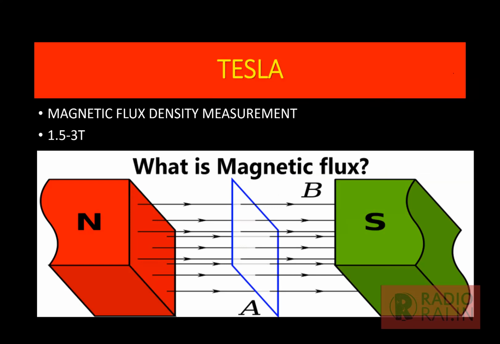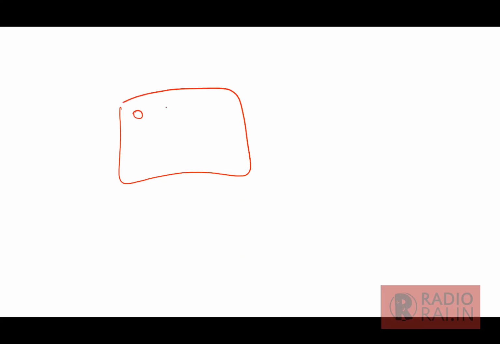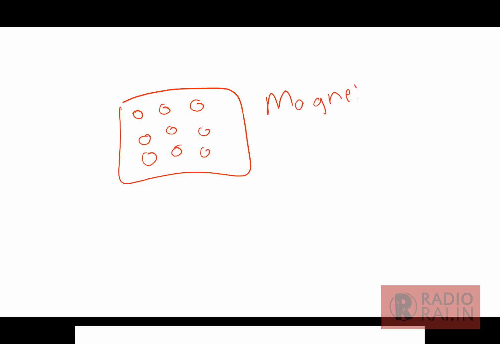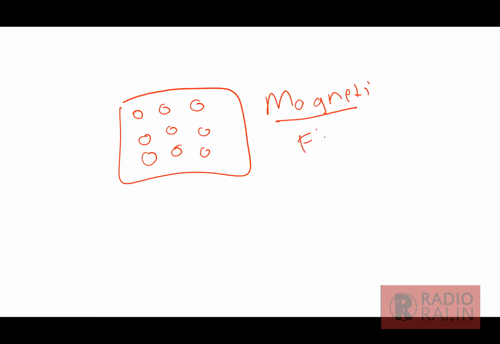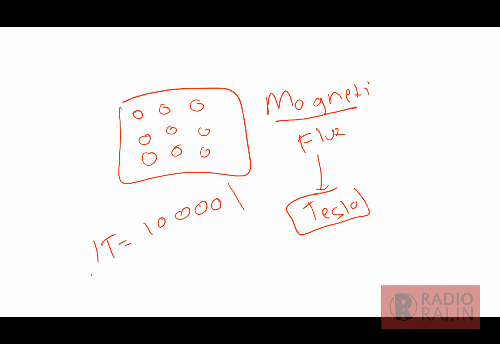Now the first thing we have to understand is the term Tesla. Tesla is nothing but the magnetic flux. What is magnetic flux? Whenever we have a surface area, the amount of magnetic field that passes through it is called the magnetic flux, or Tesla. This is the SI unit of the magnetic field, and 1 Tesla is equal to 10,000 Gauss, which is another unit of the magnetic field.